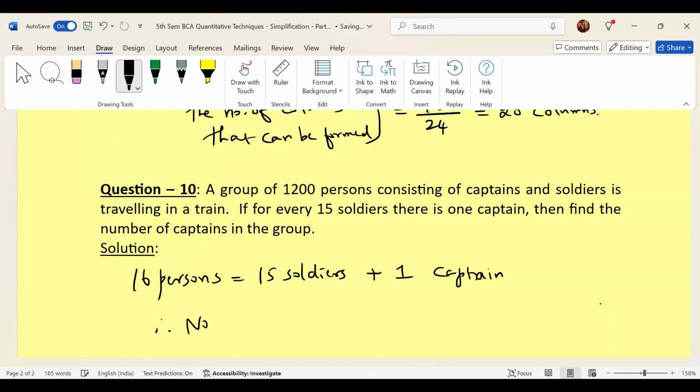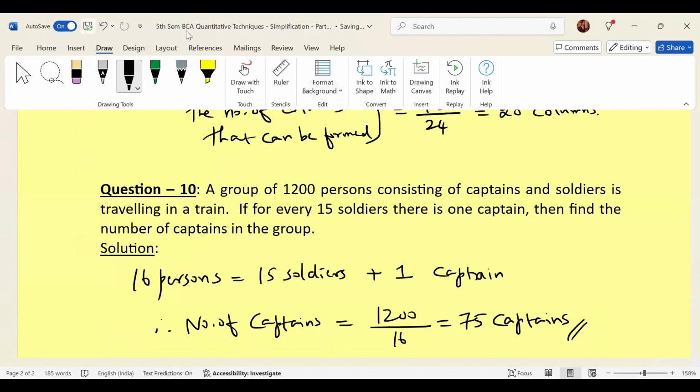Therefore, number of captains will be total, that is 1,200 divided by 16. So that will give us 75 captains in the whole group. That will be the solution for this particular question.